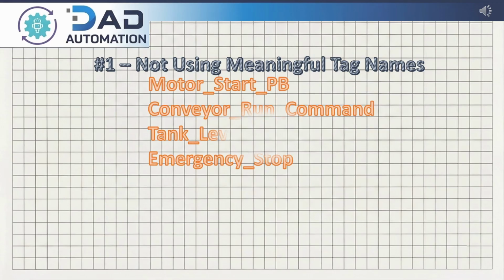Good examples include motor_start_PB, conveyor_run_command, tank_level_high, emergency_stop. These names clearly describe the function of each tag. Remember, PLC programs are often maintained by different engineers. Clear tag names save time, reduce mistakes, and make troubleshooting easier.